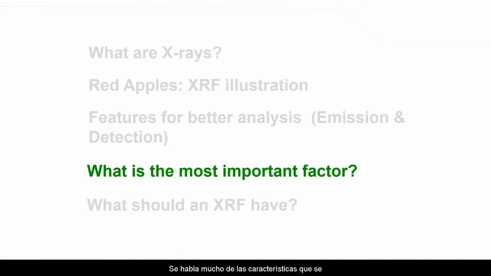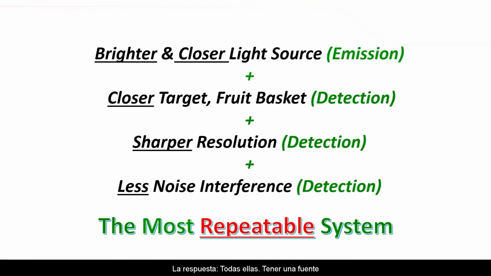I talked a lot about the features you want, but which one is the most important? The answer, all of them. Having a bright light source and detector that is close to the target, that has the best resolution and less noise, will provide the ideal conditions that are required for the best precision, also known as repeatability.